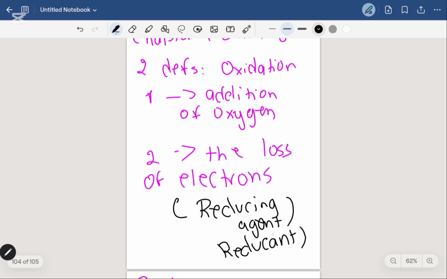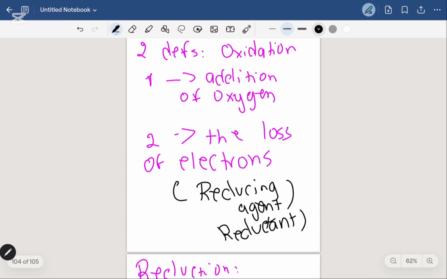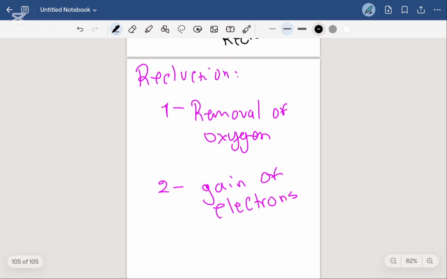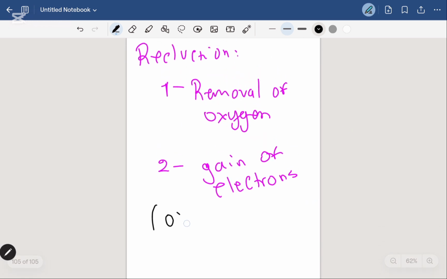So what I'm trying to say is that when a reaction occurs, you have oxidation plus reduction. Okay? The reactants that undergo oxidation are what stimulates the reduction, and the reactants that undergo reduction are what stimulates the oxidation. So the ones that undergo oxidation are the reducing agents, and the ones that undergo reduction are the oxidizing agents or the oxidants.